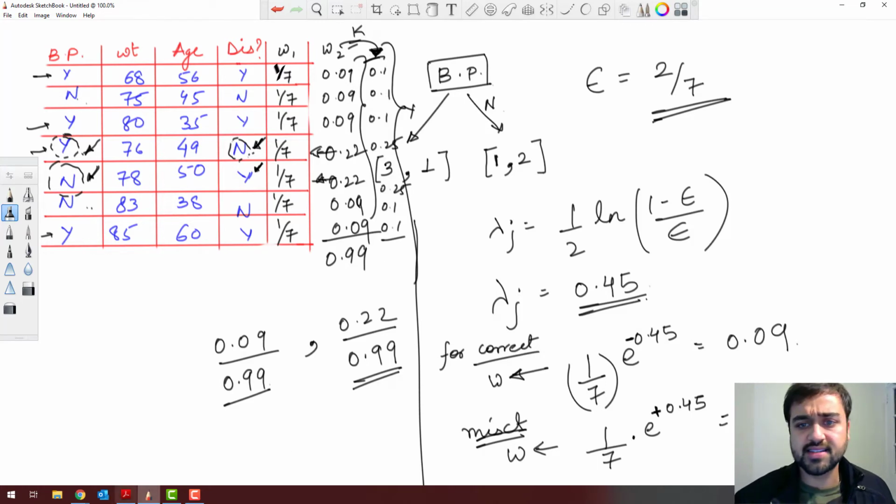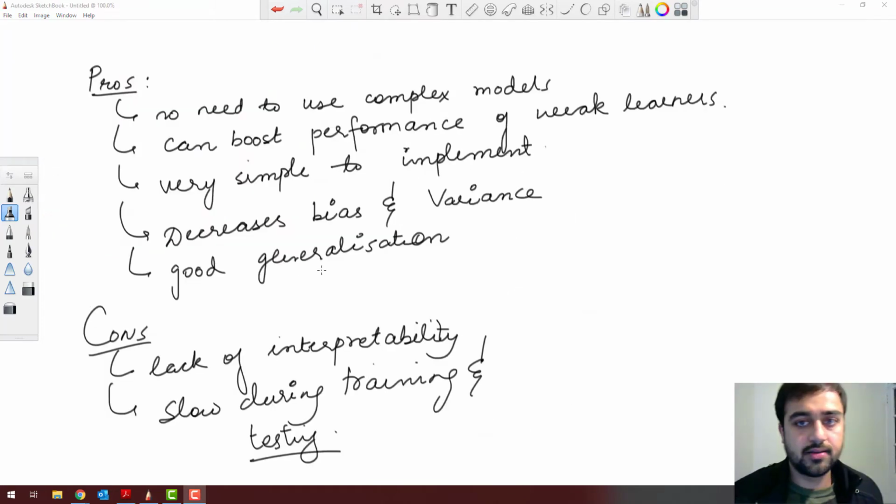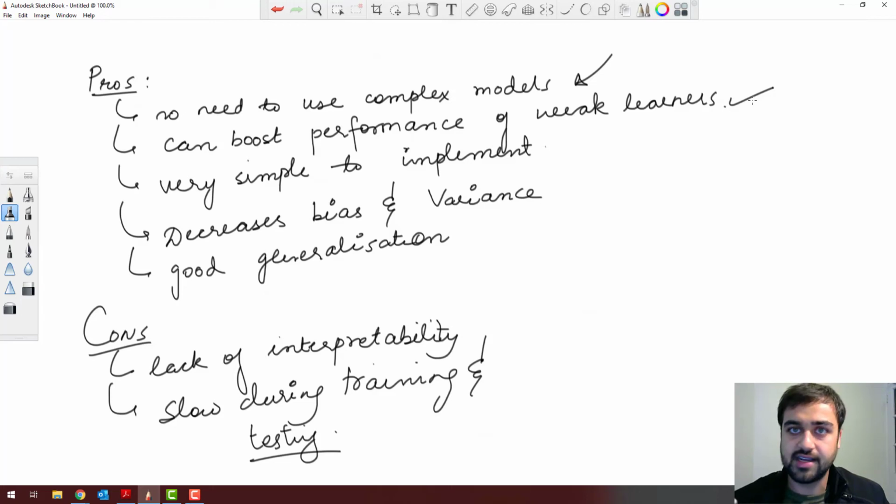Now let's discuss some pros and cons for boosting. That would be our last topic, right? So as you see, the pros and cons are pretty much similar to what we discussed for bootstrap aggregation, right? So we don't need to use any complex models, right? Basic models like perceptrons, decision stubs, naive Bayes can be used, grouped together to create a very strong complex learner, right? It can boost performance of the weak learners, right? We have seen through decision stubs and through weighted averaging that you can increase the performance for good learners.